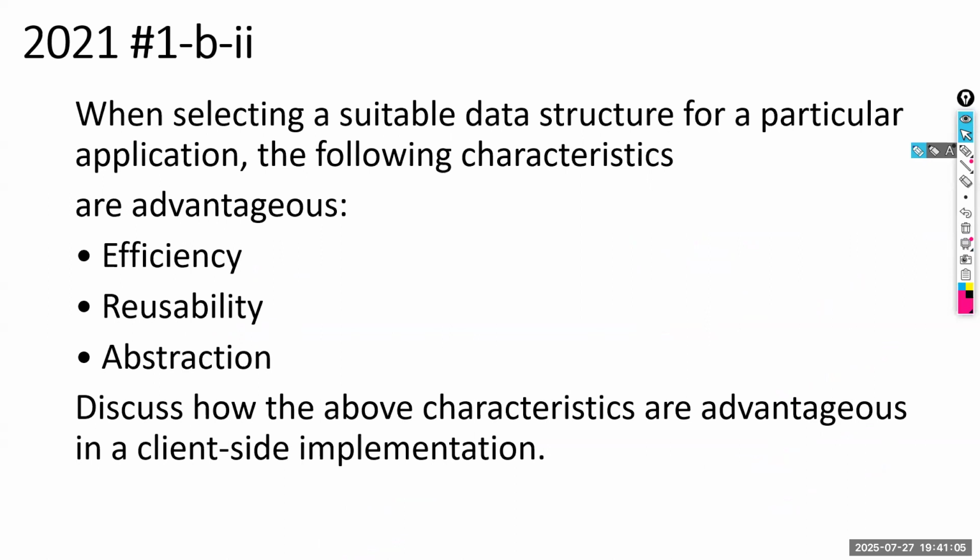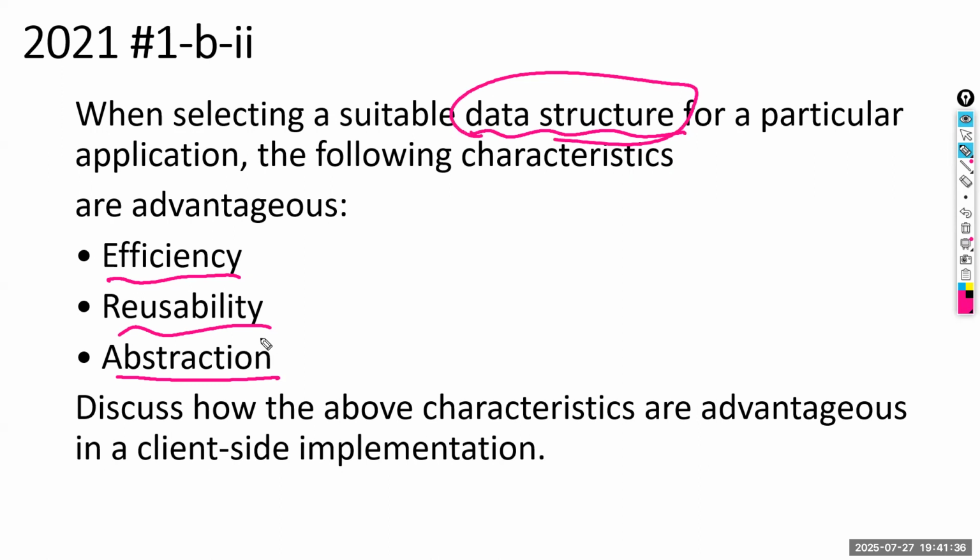So this is another question, B2. This is B1. When selecting a suitable data structure for a particular application, the following characteristics are advantages: efficiency, reusability, abstraction. Obvious, right? So good data structures. This is about data structures, not algorithms. They are efficient, reusable, abstract. Efficient means the processing of the data structure, and the memory usage and so on. Discuss how the above characteristics are advantages in client-side implementation.